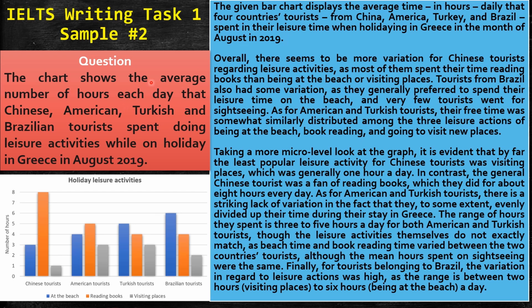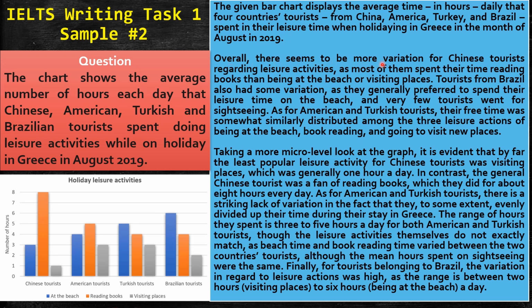Daily, instead of each day I wrote daily, that 4 countries' tourists. And then I wrote from China, America, Turkey, and Brazil, instead of Chinese, American, Turkish, and Brazilian, spent in their leisure time while holidaying in Greece in the month of August in 2019. So this is my overview paragraph.